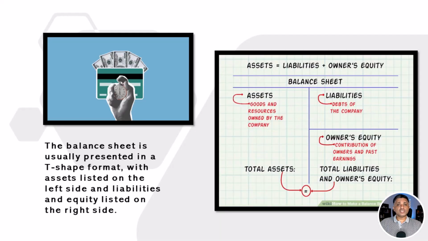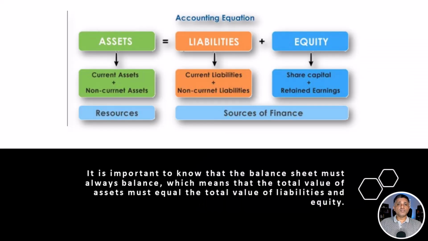The balance sheet is usually represented in a T-shaped format, with assets listed on the left side and liabilities and equity listed on the right side. It is important to know that the balance sheet must always balance, which means that the total value of assets must equal the total value of liabilities and equity.